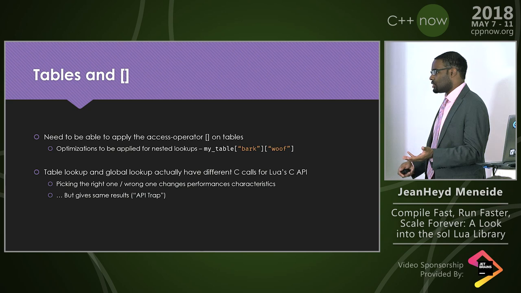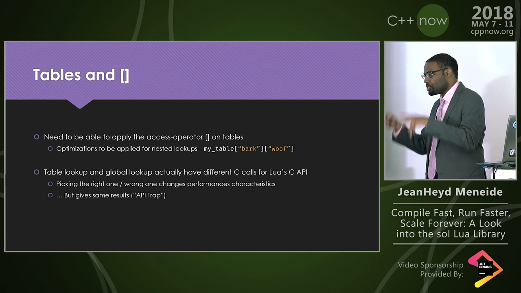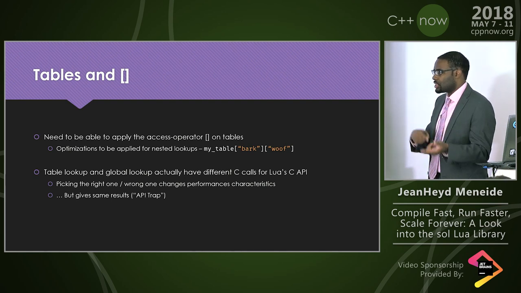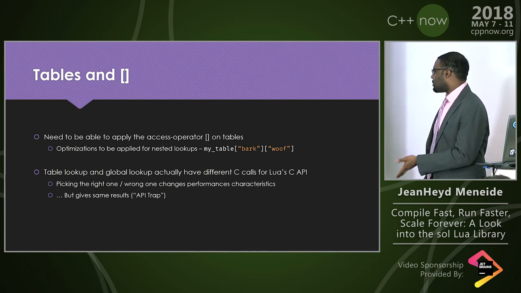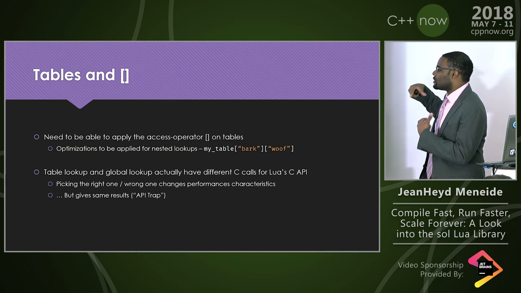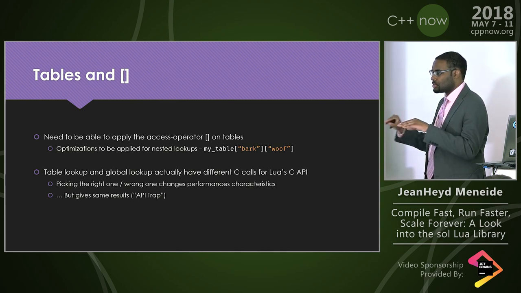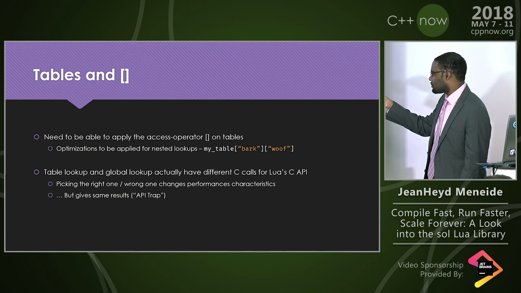It's an API trap by the C API, right? If you're getting a global, but you go through the slow path of pushing the global table on the stack, getting access to the table on the stack, and then getting your value, it's a lot slower than just saying get global. So it's a bit of an API trap in that sense, right? The Lua C API pushed that burden on you to implement and make sure that's fast, rather than handling it themselves. So we have to account for that when we do these kinds of crazy indexing things.